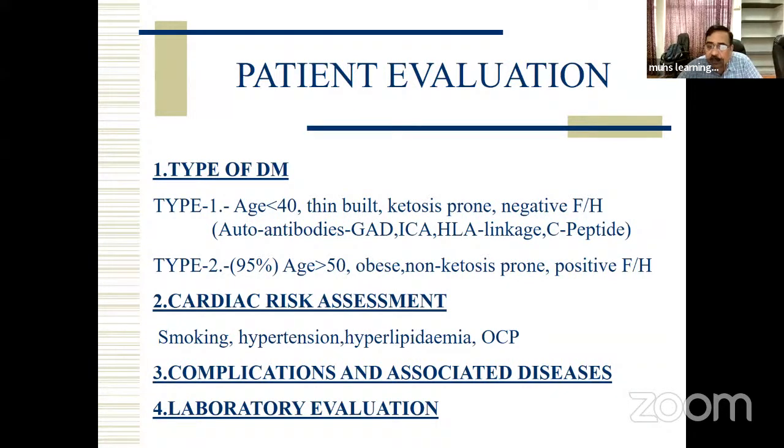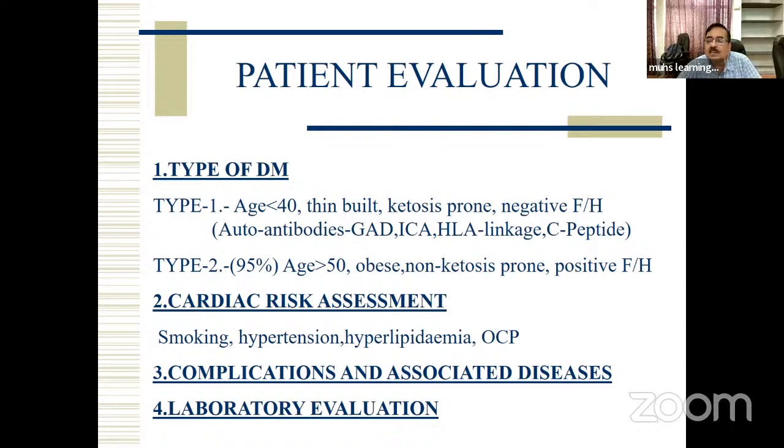If it is, the answer is insulin and medical nutrition therapy and exercise, while oral hypoglycemic agents are out of question. In type 2 diabetes, which is around 90 to 95%, the age is mostly more than 50 years, they are obese, non-ketosis prone, and there is a higher family history lineage if you analyze. So that is very, very important during patient evaluation.